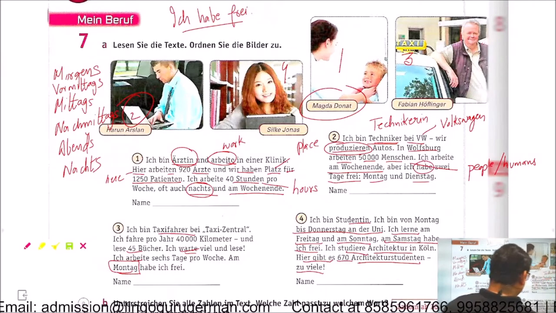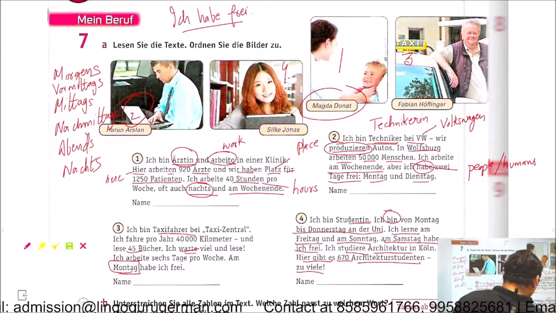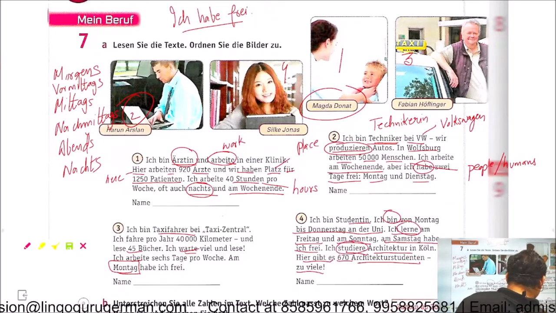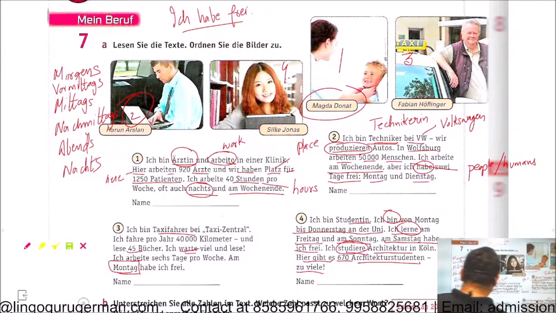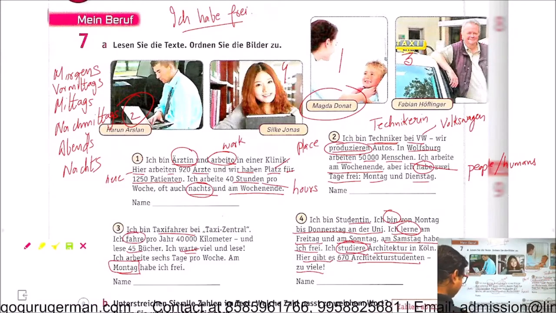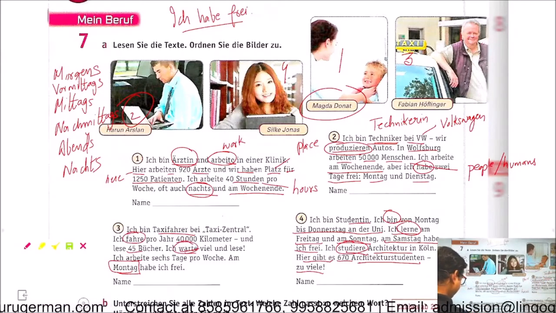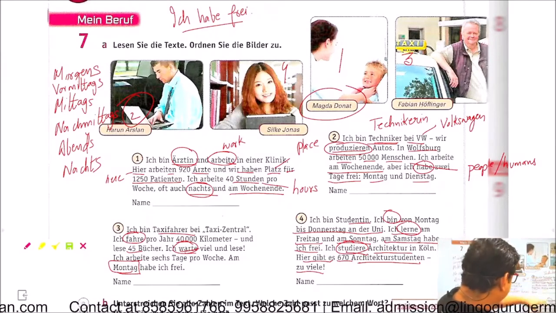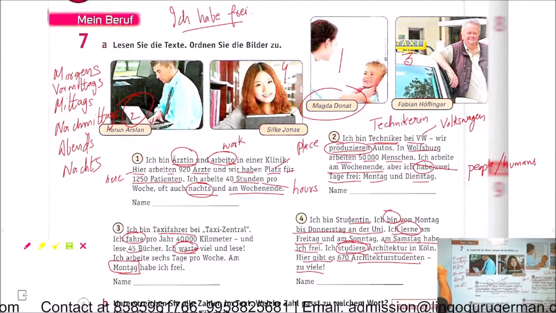Haben. Sein. Lernen. Studieren. Fahren. Warten. Yeah. 1, 2, 3, 4, 5, 6, 7 verbs. So which verbs do we have?